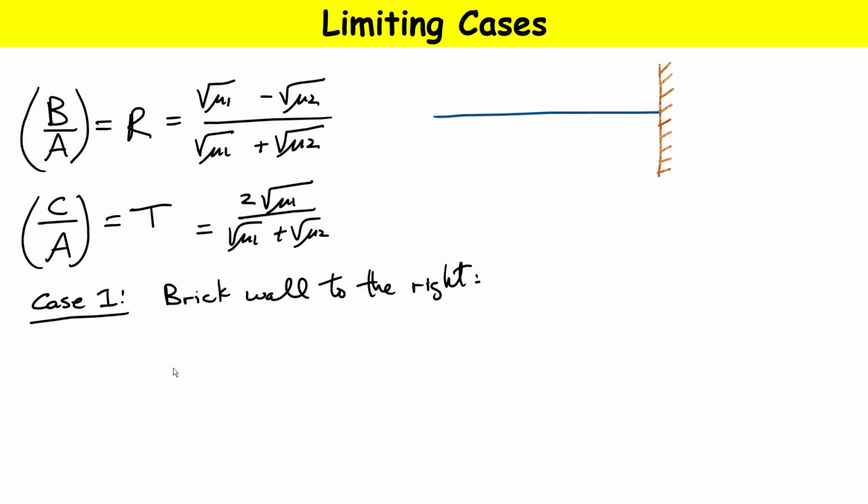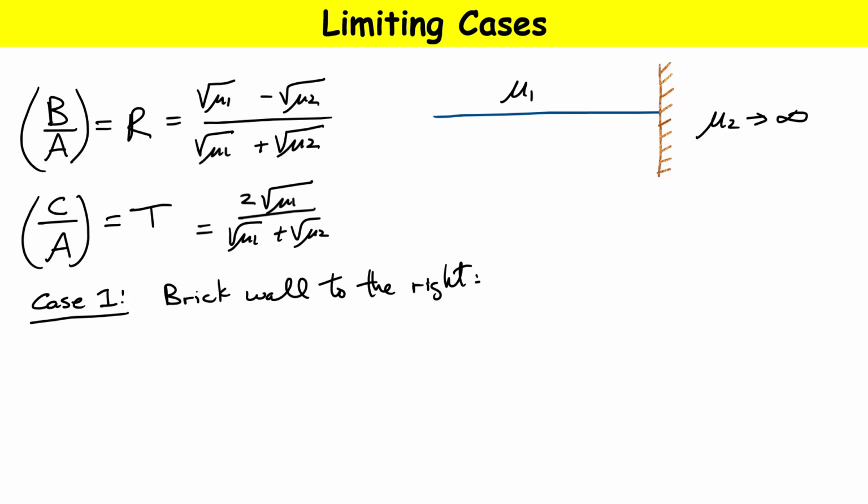The first case I want to look at is, what if you simply have one string and it's terminated by a brick wall? Well, if you have one string, you're going to have a mass density. If it's a brick wall, guess what? Mu2 is basically very, very big. Okay, you're not going to move that wall, right? That's what our intuition tells us.